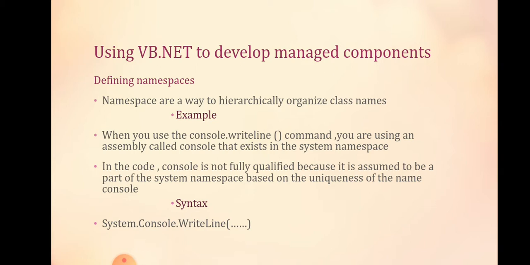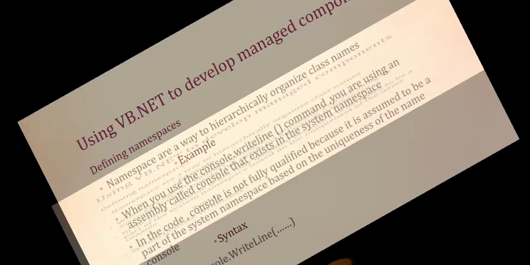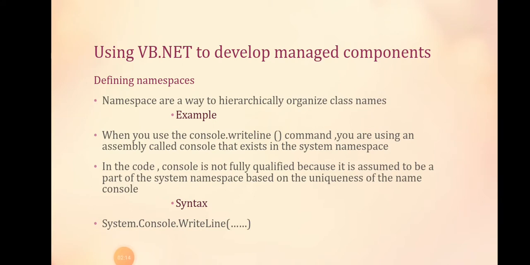Got it? Here I show an example. When you use the Console.WriteLine command, you are using an assembly called Console that exists in the System namespace. Where does the System namespace reside? It's in the operating system DLL file, that is System32 or System64. If the operating system is a 32-bit operating system, it is specified as System32. If the operating system is a 64-bit operating system, it is System64. Commonly it is named as System.